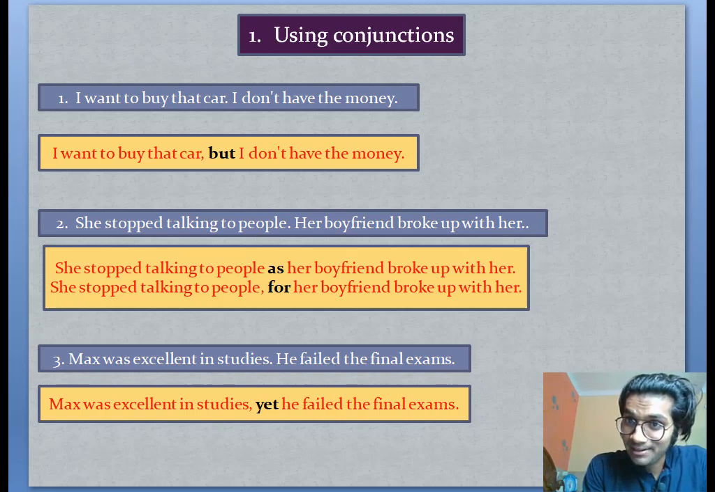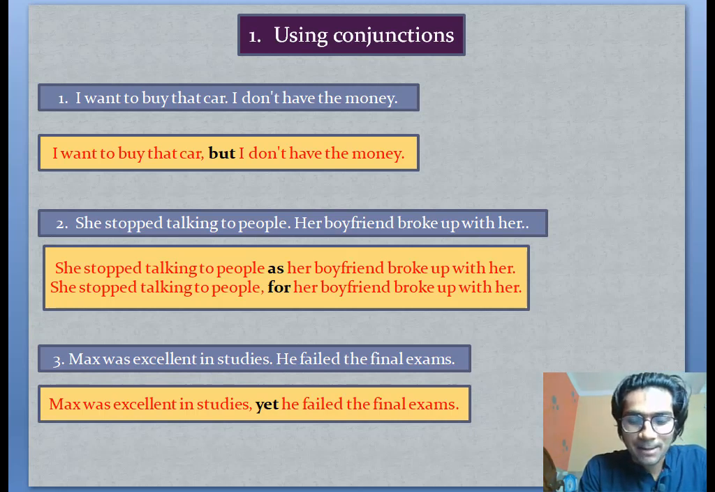So the first example is a complex sentence. She stopped talking to people. Independent, as her boyfriend broke up with her. Dependent, so we have a complex sentence. But the second one, she stopped talking to people, for her boyfriend broke up with her. This is a compound sentence. We have 2 independent clauses joined by a coordinating conjunction, for.